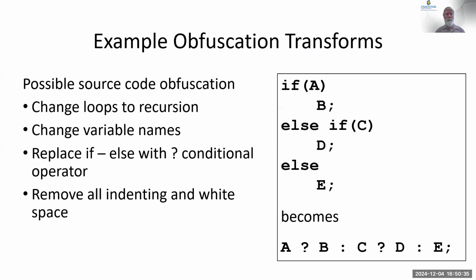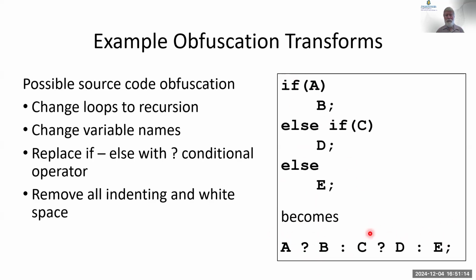Here's an example of obfuscation transform. Let's say we have this simple program like if A, where A is some logical entity, then you do B, otherwise else if C is true, you do D, else you do E. Well, they frequently break the if elses down to inline executions. There's the inline conditional, which has the question mark and the colon, which goes if A, then B, else if C, then D, else E, which is the same thing as we see up here. They changed the if elses to the conditional operator.